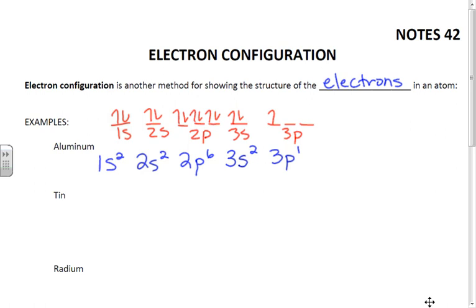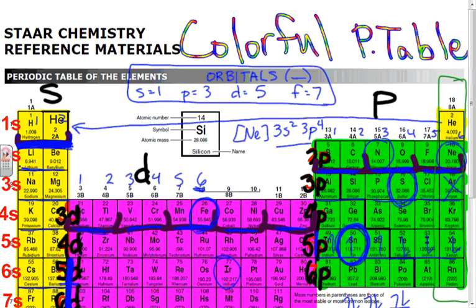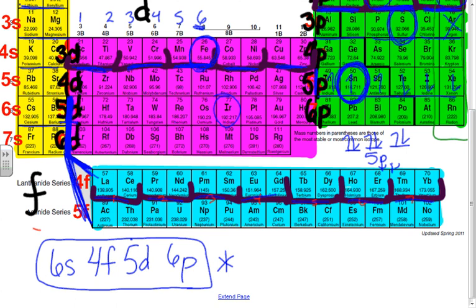If you ever forget how many electrons can fit in each one of those, just look at your periodic table. S holds 2: 1, 2. Every single S is made up of 2 elements, so it holds 2. If it's P, 1, 2, 3, 4, 5, 6. So 2p6, 3p6, 4p6, they all hold 6. If it's D, how many is it going to hold? 10. There are 10 elements going across in that block. And if it's F, it's going to be 14. So just look at your table to find those numbers if you forget what they happen to be.